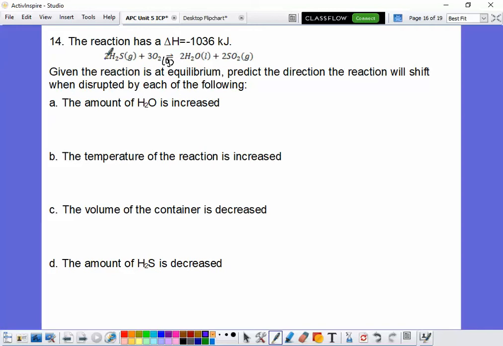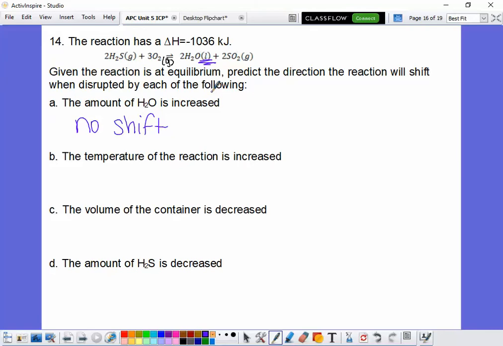Because it's a liquid. And remember, solids and liquids don't affect equilibrium. So it doesn't matter if you change the amount of a solid or a liquid substance because it doesn't go in the equilibrium expression. So what is the real answer for this problem? No shift. Because H2O is a liquid. All right?